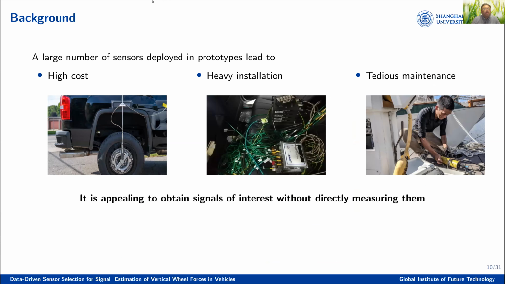So when we look at those prototypes running on the field test, we know that a large number of sensors are deployed in the prototypes. However, this type of work will lead to several drawbacks, unfortunately, but it's still the current situation. First, the high cost. Usually, for example, the wheel force sensor shown in the left figure, the price of the sensor is very, very expensive. It's not a piece of cake.